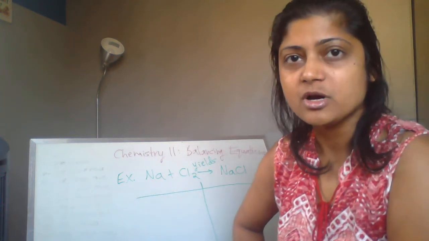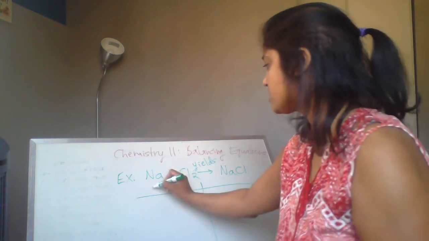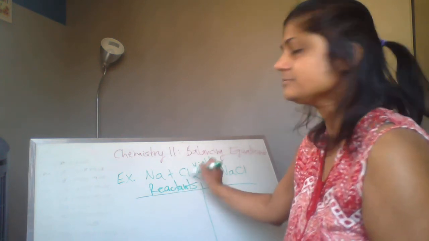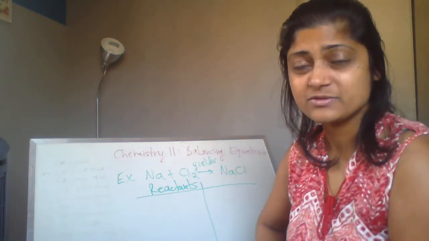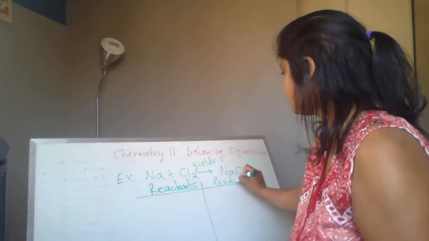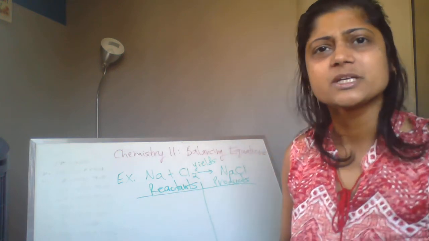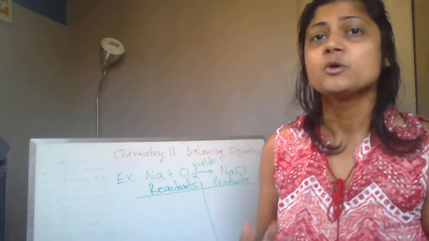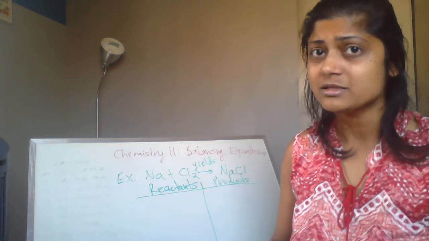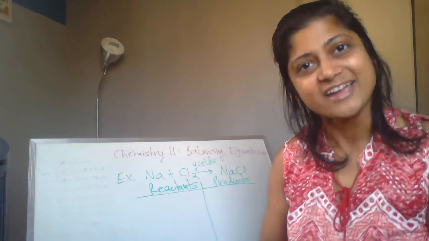Alright, so we're going to draw out this table. On the left side of the table, I want everyone to write down reactants. On the right side of the table, we're going to write down products. If balancing equations is something that you have trouble with, I would always draw out this table because you can't go wrong. I can see exactly how many atoms of each element I have.